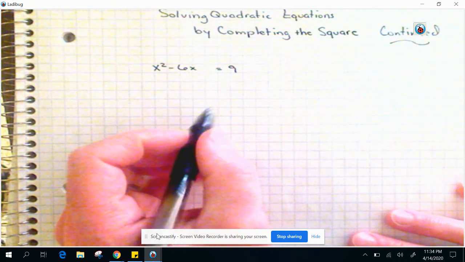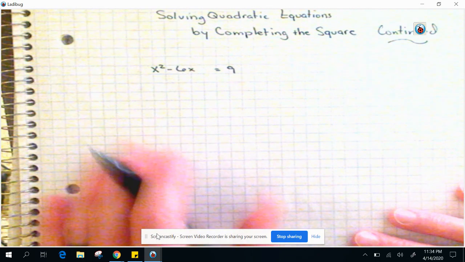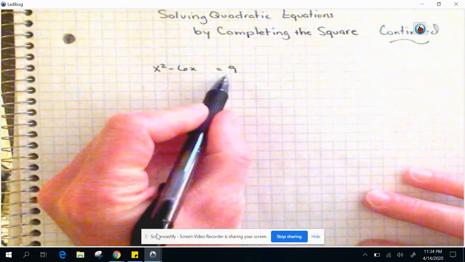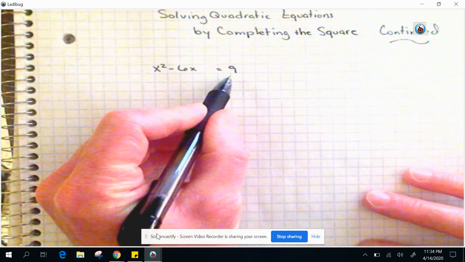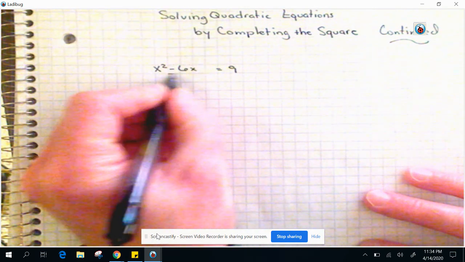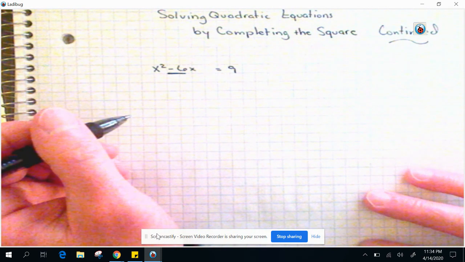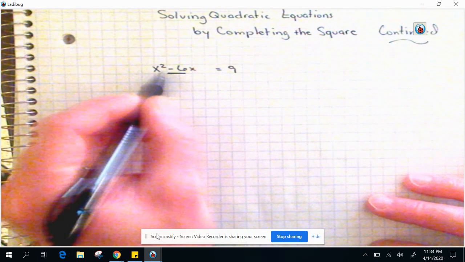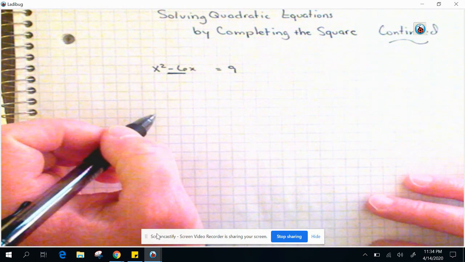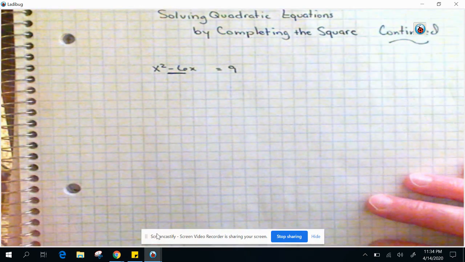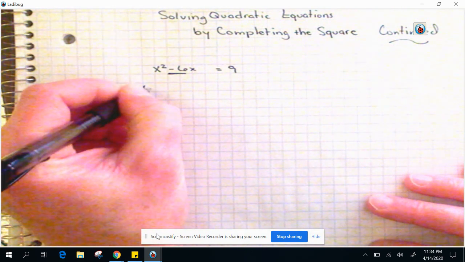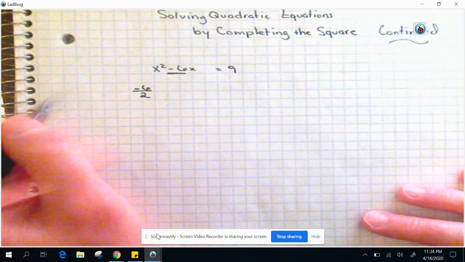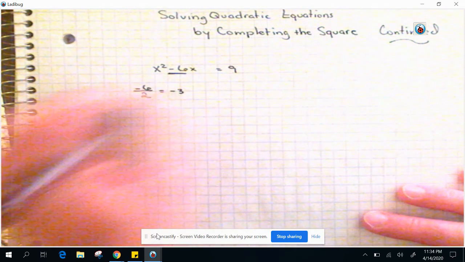Okay, so looking back at the steps from part 1, we have moved the constant from the left side over to the right. That's already done. Now we're going to take a look at this b value. This b value is also called the coefficient of x, right? Every number in front of a letter is considered a coefficient. All right. The second step said to take that b value, which is -6, and we're going to divide that in 2. Okay. And that's going to give us -3.